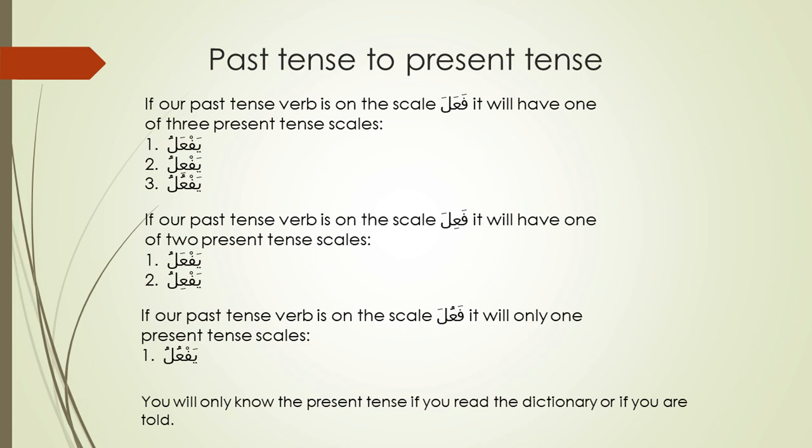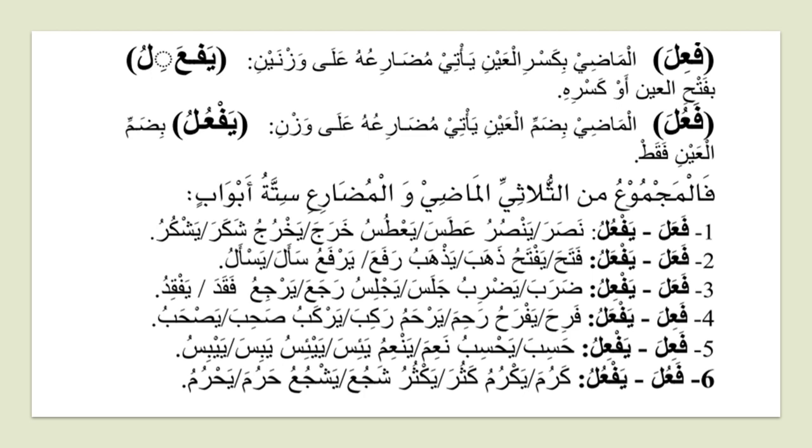So fa'ala has 3, fa'ila has 2, fa'ula has 1. Now if you were to go back to the other page 22 in the book. Here, if you look at number 1, he has fa'ala yaf'ulu, because fa'ala has one of 3. So you have nasara, yansuru, to help, he's helping. Atasha ya'tushu, to sneeze. Kharaja yakhruju, to leave, he's leaving. Shakara, to thank, yashkuru, he's thanking. That is for fa'ala yaf'ulu.